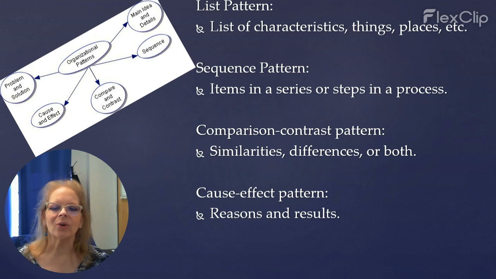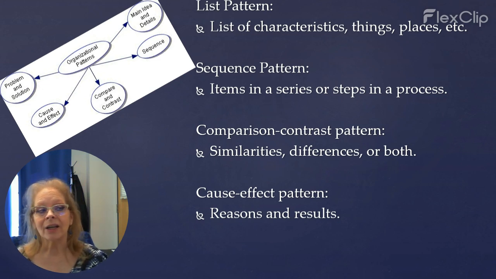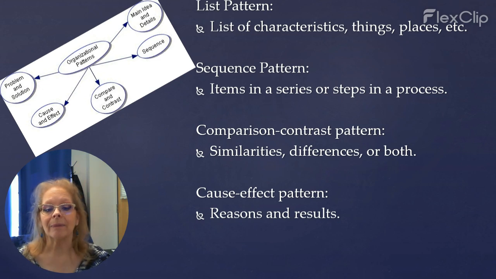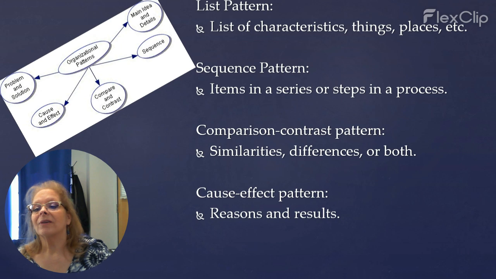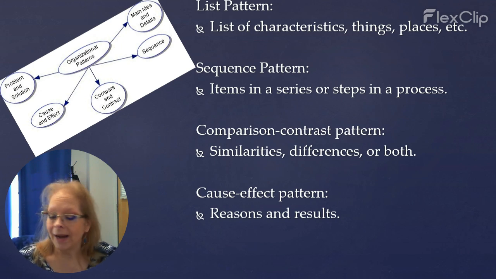Comparison contrast order usually has at least two items. Sometimes there can be more. It talks about the things that are common and the things that are different. It could also be pros and cons of something. And then the cause and effect can either be something caused something else to happen, or something is the effect of something that happened. So these are different types of organizational patterns that might help you figure out what the supporting details are.